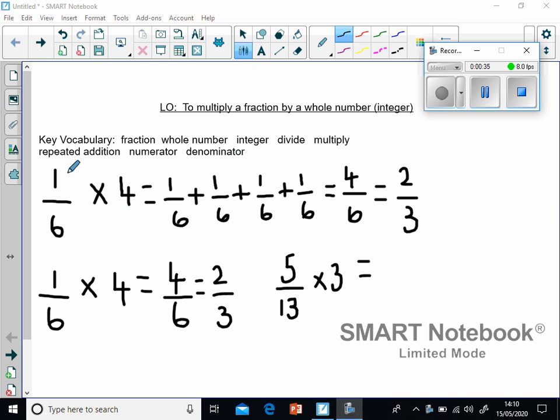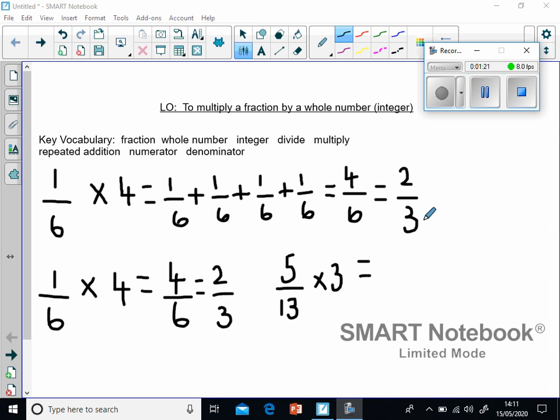First of all, I've got 1/6 times 4. If we think of that calculation in the form of repeated addition, that means 4 lots of 1/6. 1/6 plus 1/6 plus 1/6 plus 1/6 equals 4/6. Remember that the denominator stays the same. You add up your numerators, and in its simplest form, you think of our divisor here, 2. 2 divided into 4 is 2. 2 divided into 6 is 3.